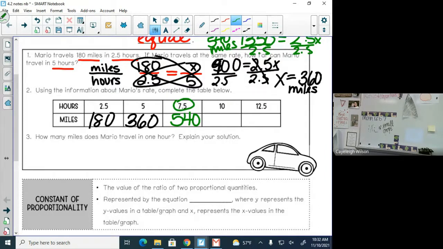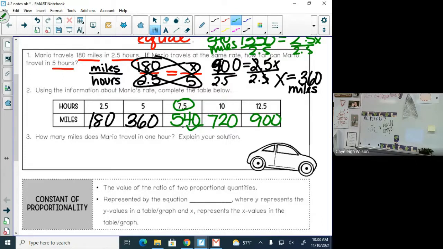So let's look at the miles. 180 to 360, plus 180. 360 to 540, plus 180. 540 plus 180 is 720. Look, I don't have to do a proportion for that one because I found that they're changing at a constant rate, so I can just extend the pattern. 720 plus 180 is 900.